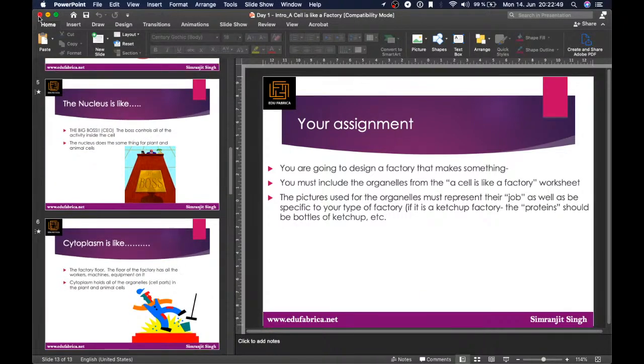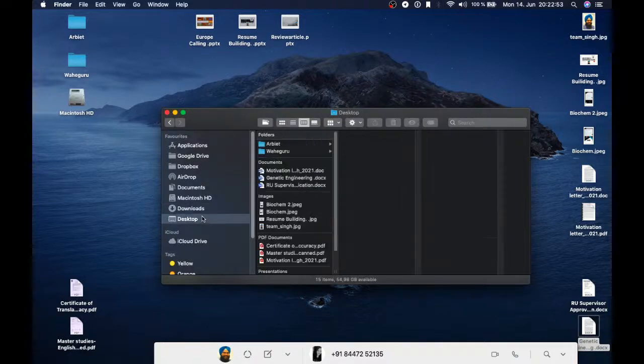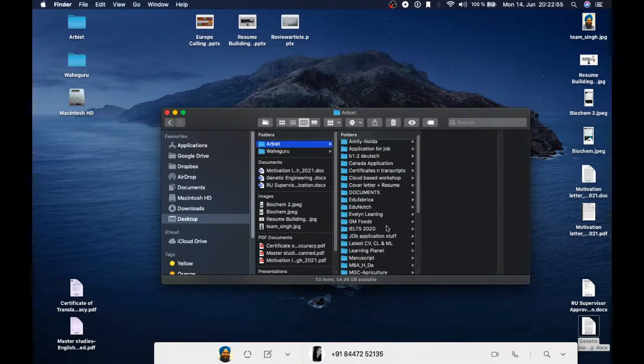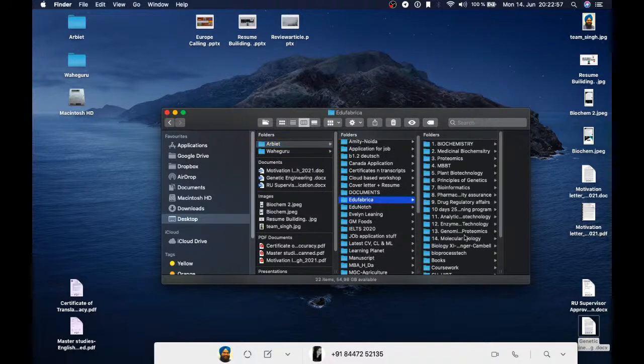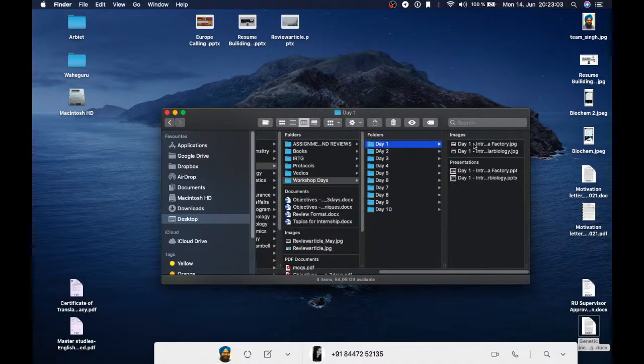Yeah. So as I have discussed last time, I will share these documents with you as soon as we are done with them. So you can have your study material with you.